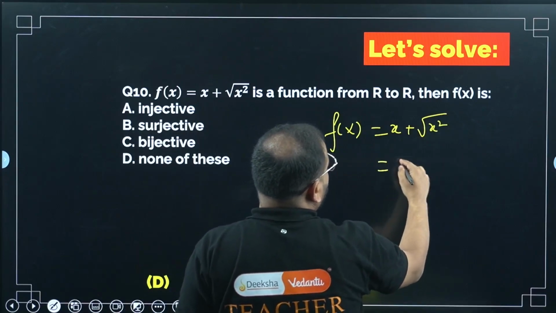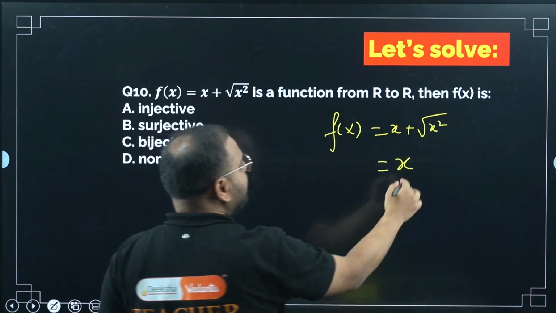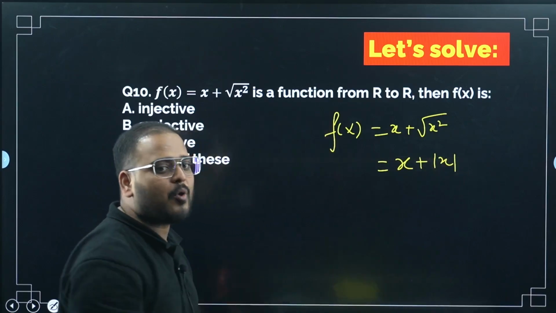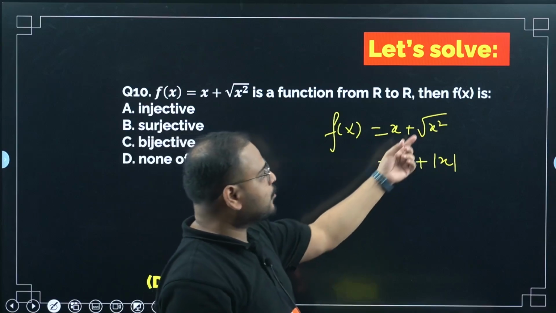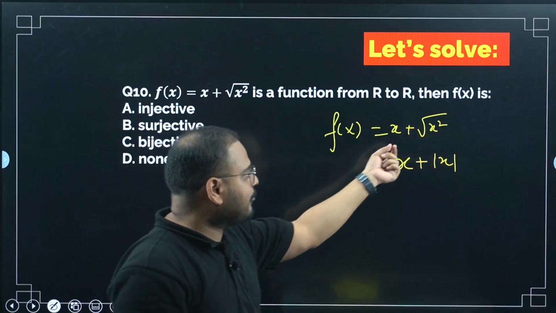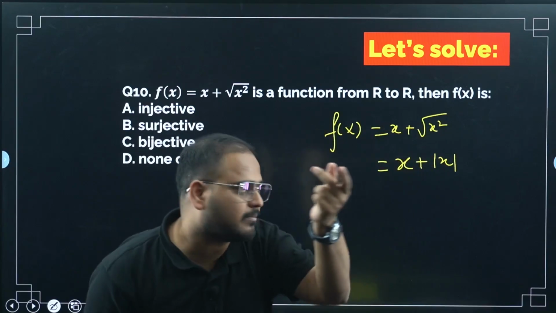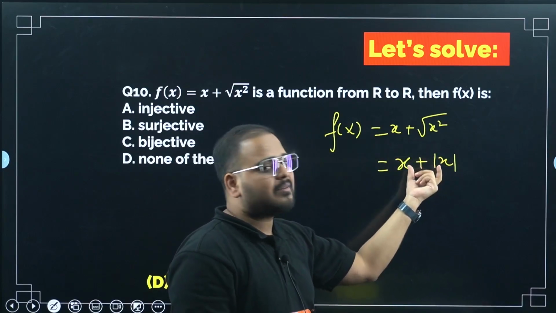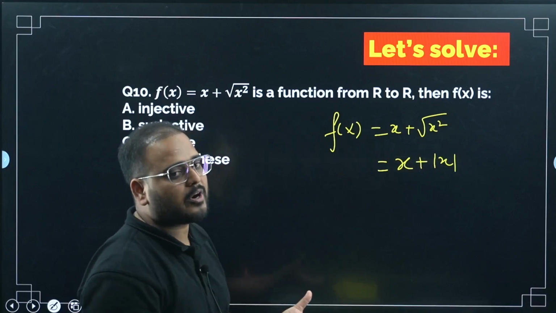Okay, sir. x will remain as it is. Root of x square is mod x. Why mod x, sir? Because root and square will cancel each other. For any root, we have two possibilities, plus and minus. That will be taken care of by mod: if it is positive, then plus, if negative, then minus. We have solved this question: x plus mod x.